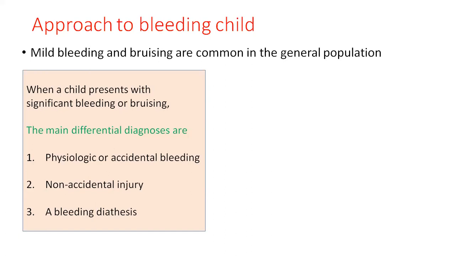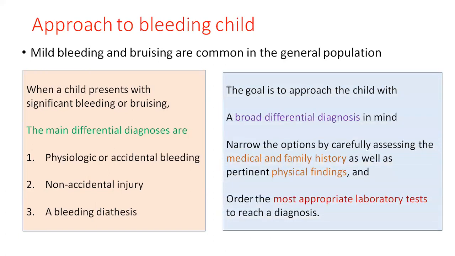And the last thing we are concerned with is whether it is a bleeding diathesis. Sometimes they can have large bruises or bleeding without any trauma, so then we need to suspect a bleeding diathesis. With these 3 broad differential diagnoses, we need a goal to approach the child. You should have a broad differential diagnosis, and you cannot exclude anything at the start.